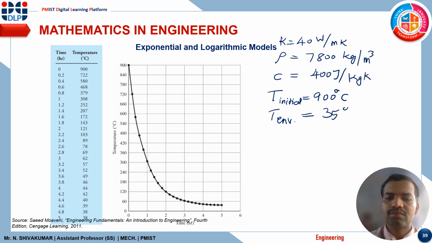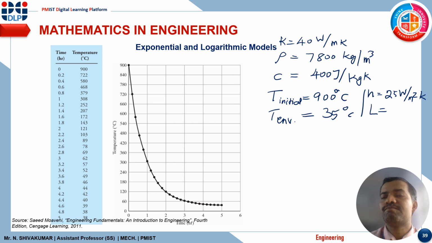35 degree Celsius. Okay, next, what is the heat transfer coefficient? h equal to 25 watt per meter square Kelvin. Next, what is the length of the steel plate? So it is 5 centimeters.